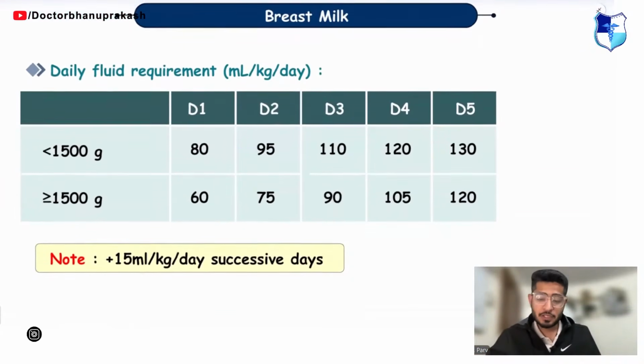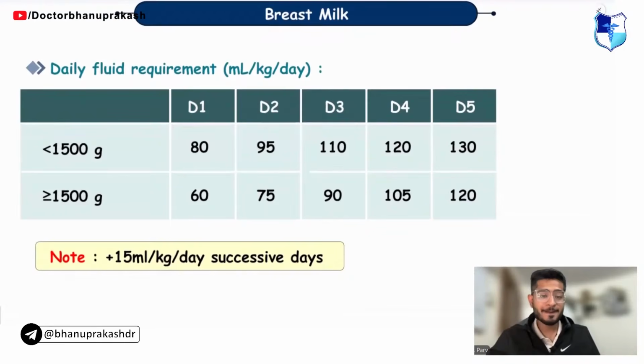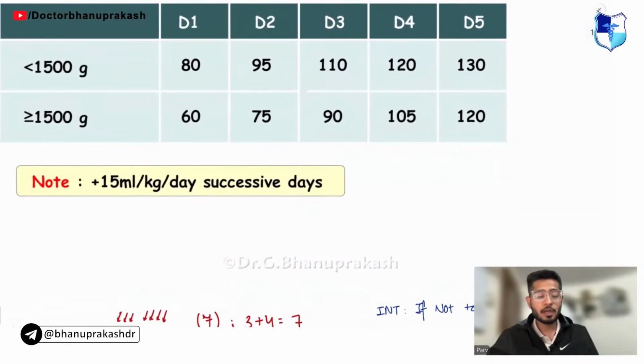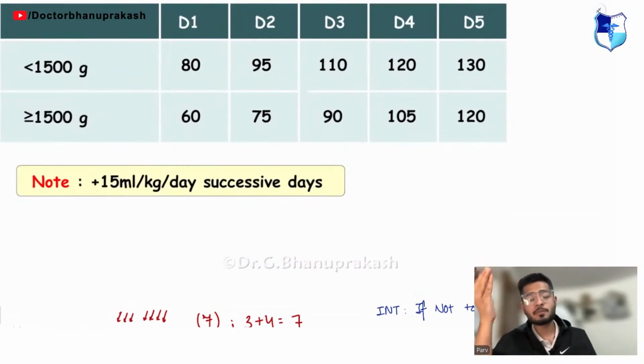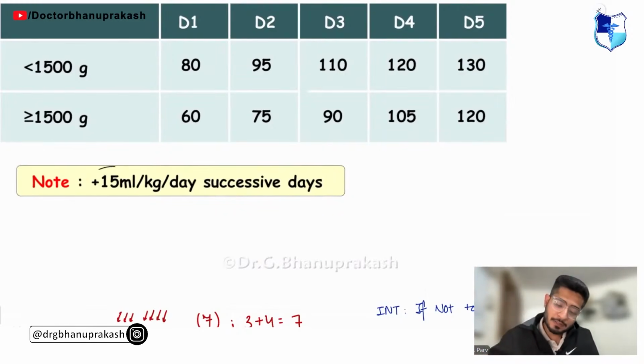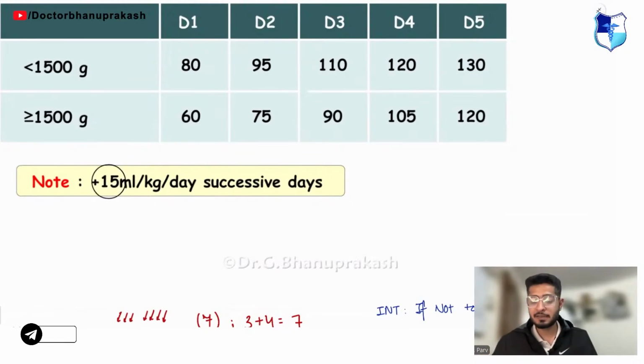Coming on to this neonatology topic, this was a recent year concept which was asked in INI-CET. So let me just teach you this also, about the breast milk. Bache, they have asked what is the daily fluid requirement. So let me tell you, for the kids, the daily fluid requirement in ml per kg per day is going to be like this. On day one, if the baby is less than 1500 grams or more than 1500 grams, how are you supposed to remember? You have to remember that you are supposed to add plus 15 ml per kg per day in the successive days.